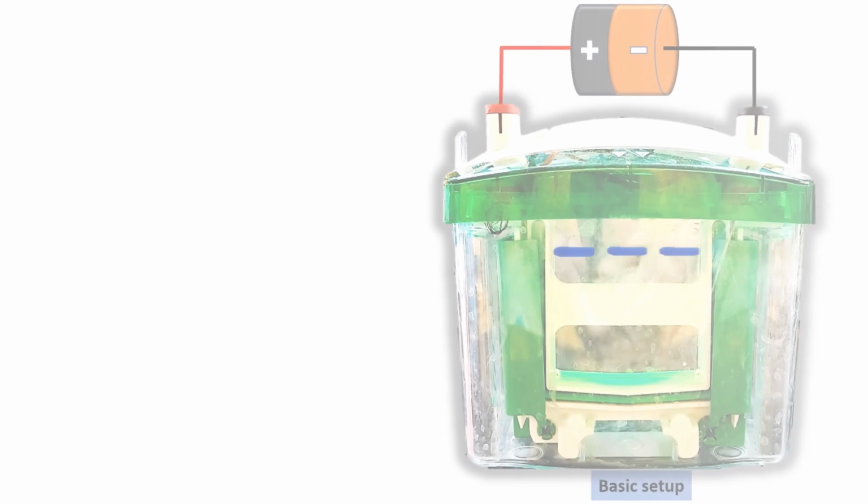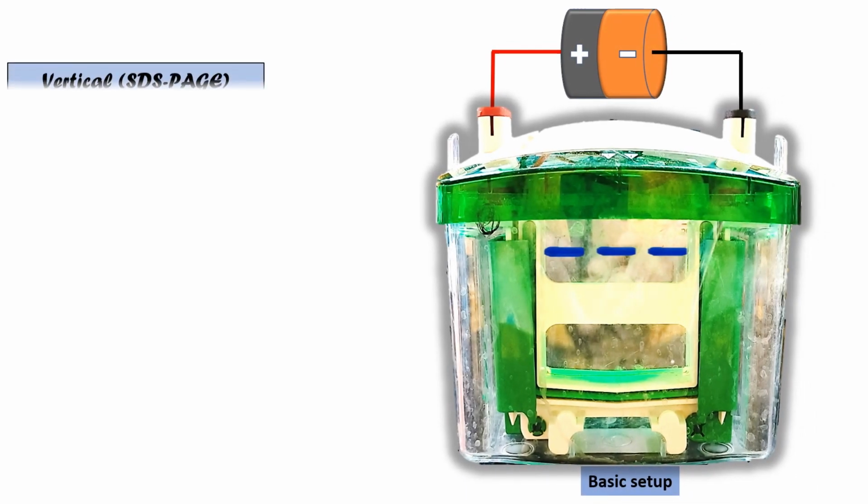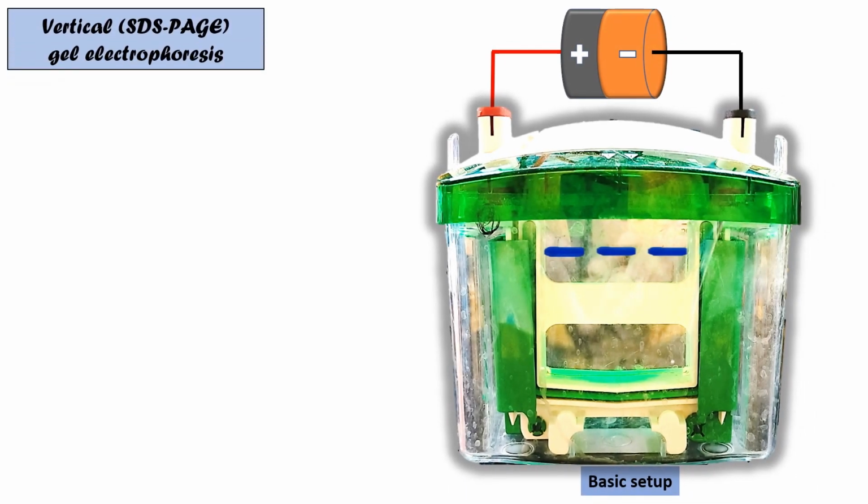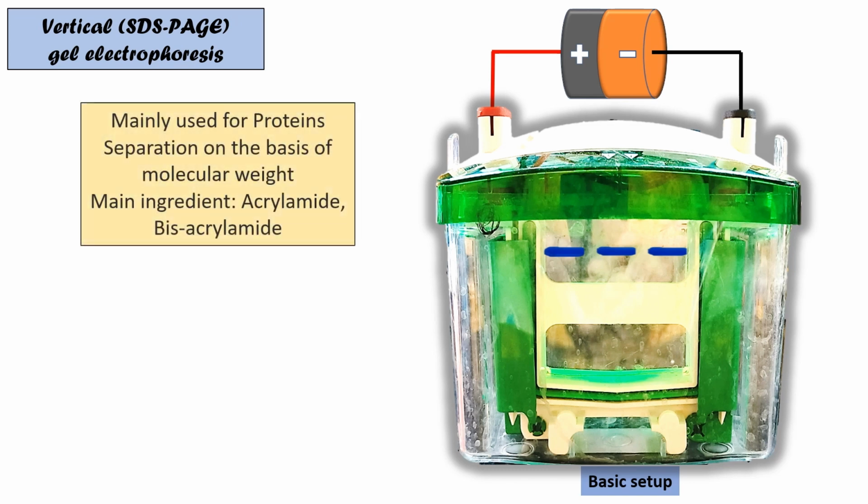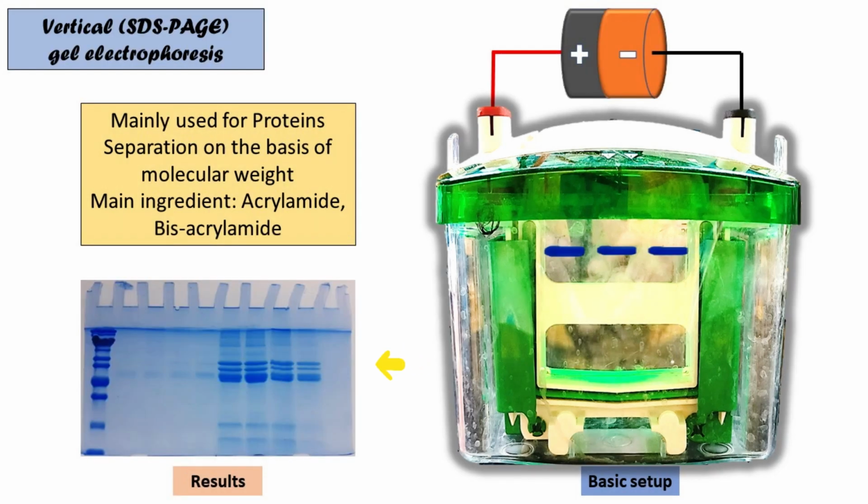The next type is vertical gel electrophoresis, also known as SDS page. It is mainly used for protein analysis on the basis of their molecular weight. The main ingredients used are acrylamide and bisacrylamide. The proteins move according to their molecular weight in the presence of electric current. This is how an SDS page gel looks like.